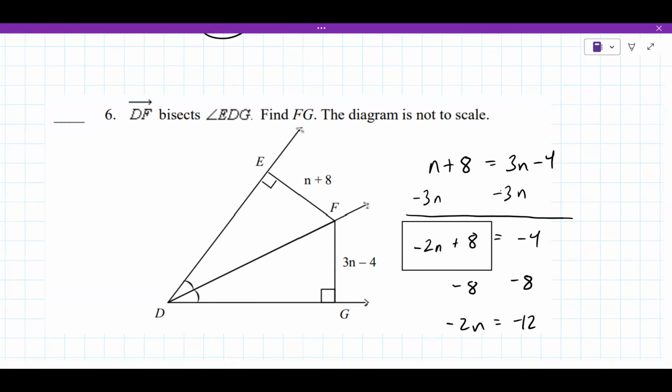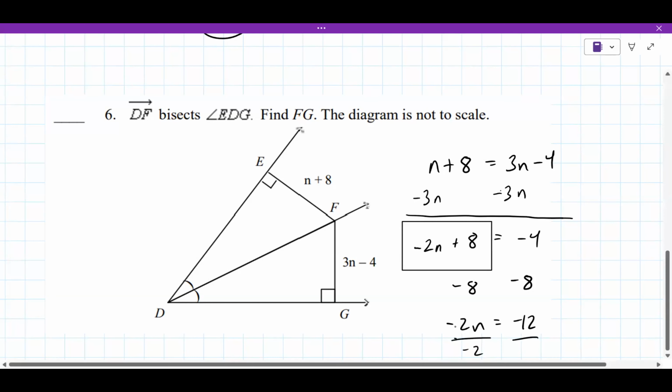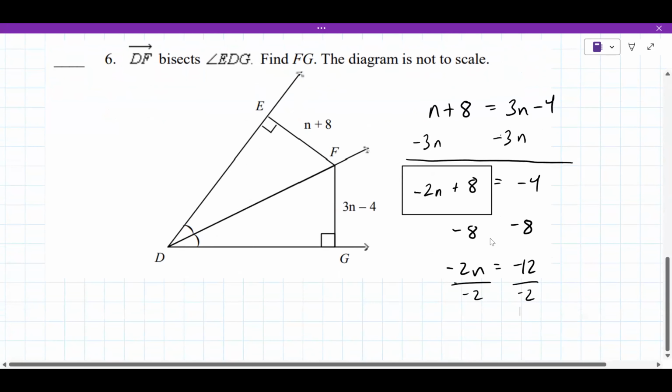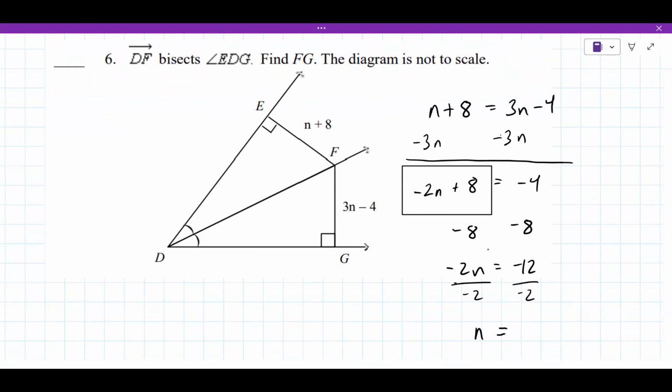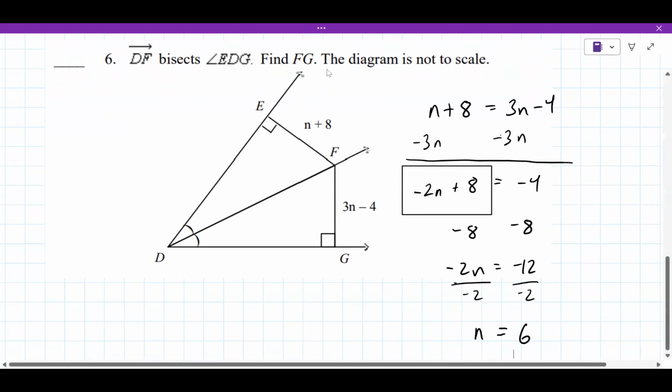Sorry about that. No problem. Minus 8. So that gives me negative 2n equals negative 12. And then if I divide both by negative 2, it would go to n equals 6. Good. Now, that's not the answer, though. That's the value of n. You want to find FG.